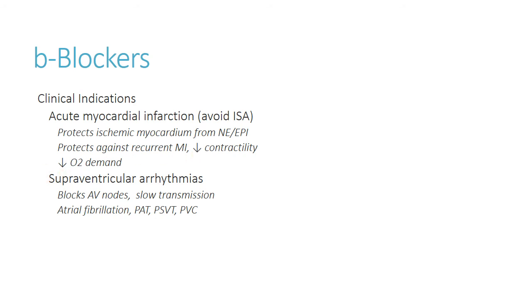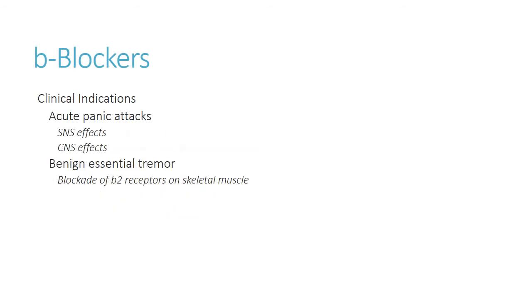And then this can also be used similarly to your non-dihydropyridines. It helps to block nodal effects on the heart, so you can end up seeing it being used for supraventricular arrhythmias. Other things we can use beta blockers for include acute panic attacks. So again, if you have someone who has performance anxiety, this could be another indication where you use a beta blocker.